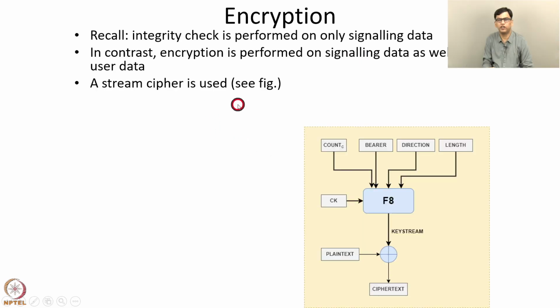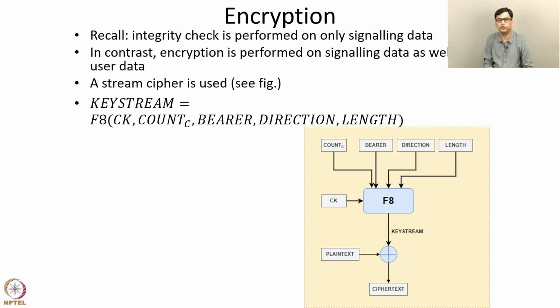For encryption, a stream cipher is used. In particular, a key stream is generated, which is a function of the ciphering key ck and some other fields. This key stream is bitwise XORed with the plain text to generate the cipher text. Hence it's a stream cipher. First the key stream is generated and then it is XORed with the plain text. The key stream should clearly be different for different messages. So this count C parameter changes from message to message, and it ensures that the key stream changes from message to message. The key stream is given by this equation.